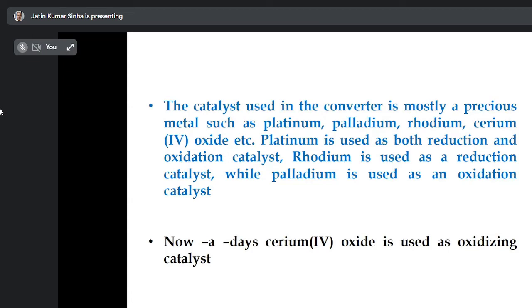So many researchers have been working on how to find a cheaper method for this catalyst, because these noble metals are very stable in a normal environment, at the temperature that we operate in the vehicle, so they do not get oxidized. But in general they're very expensive.